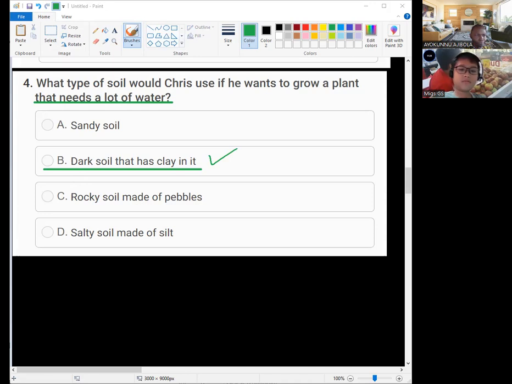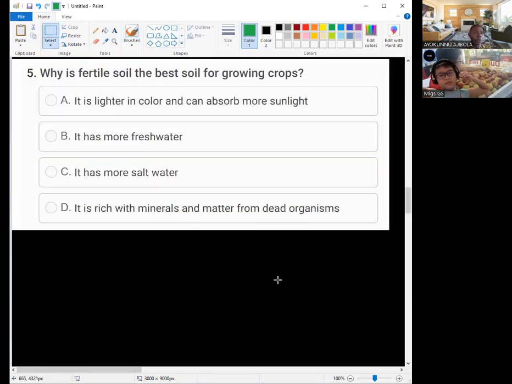Let's see what this question says. Number five. Why is fertile soil the best for growing crops? Why must soil be fertile? You know the meaning of it? It has more fresh water. Really? Do you know the meaning of this word fertile? What's the meaning of fertile?